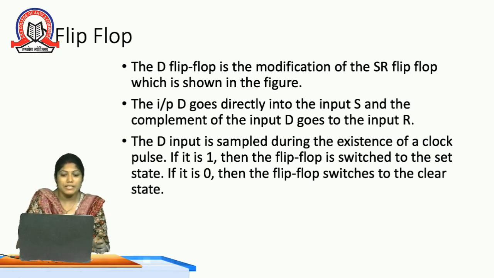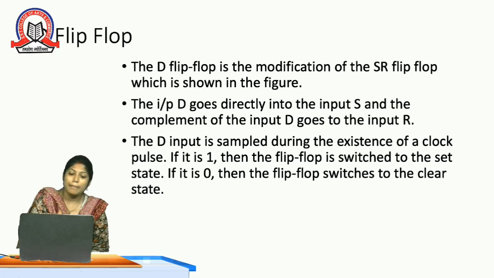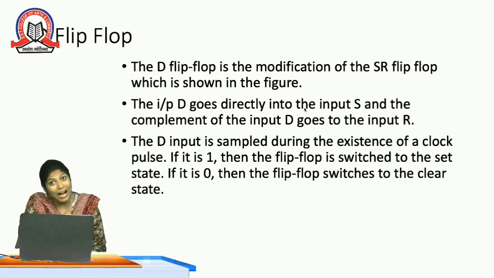Next flip-flop is D flip-flop. D stands for delay. D flip-flop is nothing but, in SR we are using two inputs. In D flip-flop we are using only one input. If input is 1, output will be 1. If input is 0, output will be 0. It is called as delay flip-flop. Basically, it is a modification to SR flip-flop. Input D goes directly to the input S and complement of that goes to R.